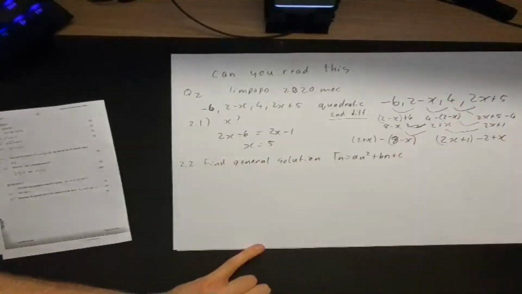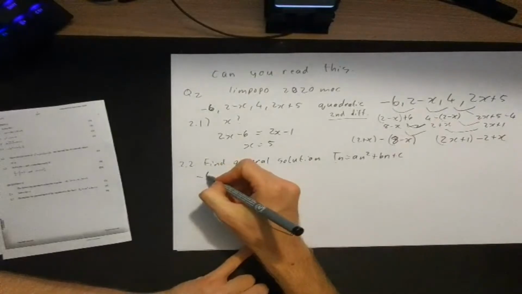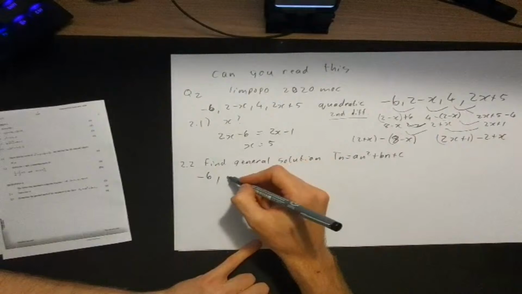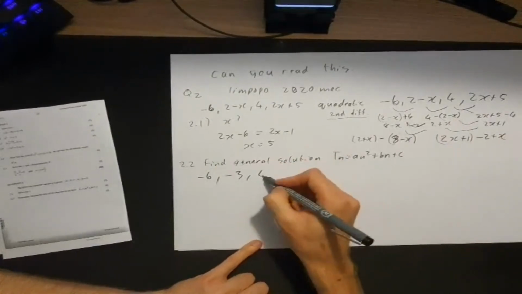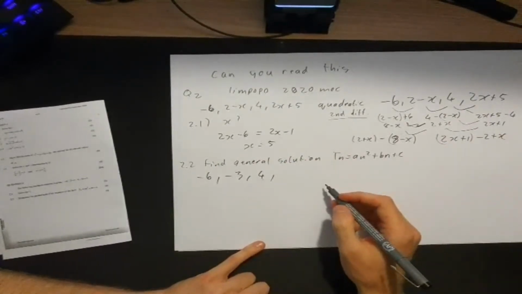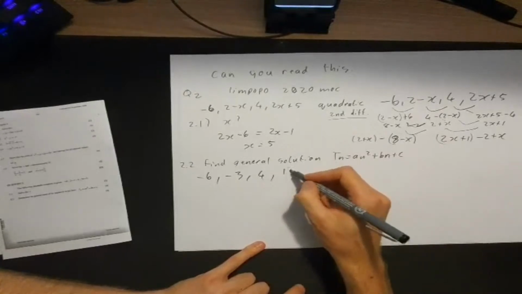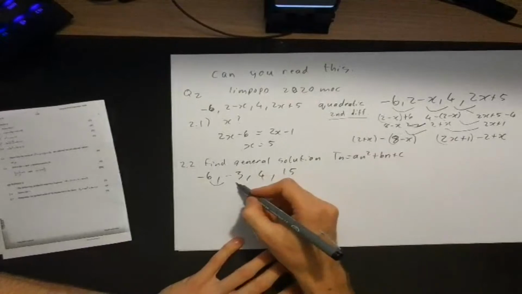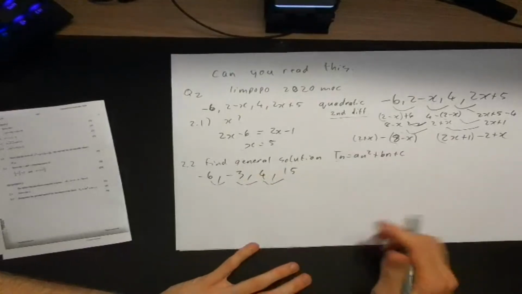So the sequence is, let's see, the first term is minus 6, then 2 minus 5 gives you minus 3, then we have 4, and then 2 times 5 is 10 plus 5 is then 15. Okay, and then you can just solve down your second differences over here.